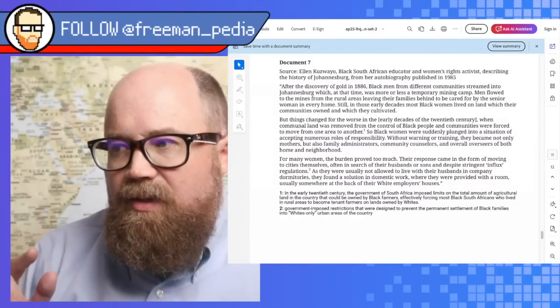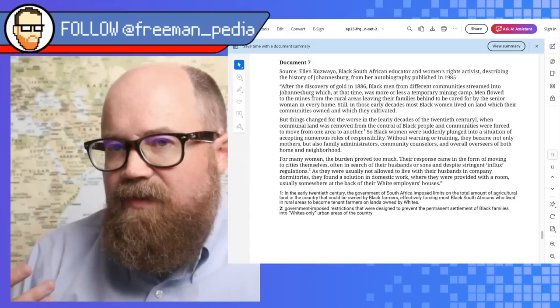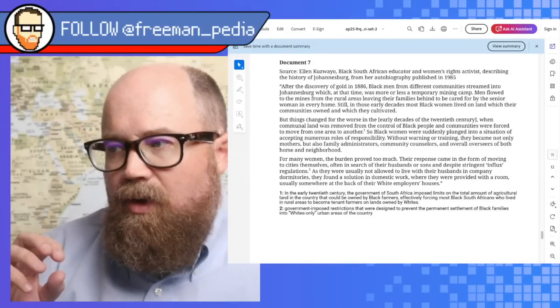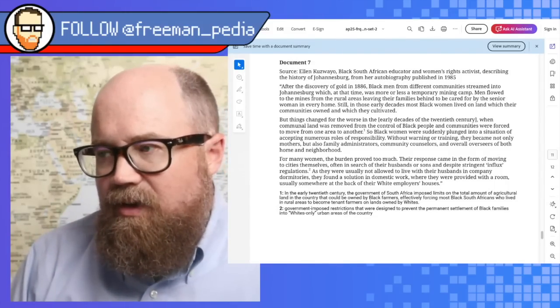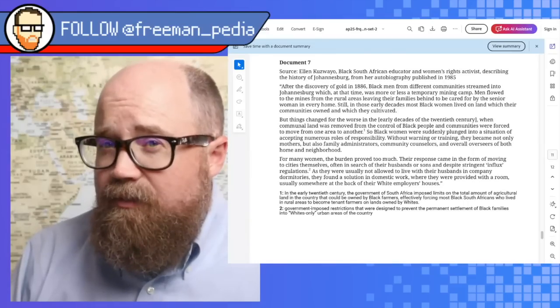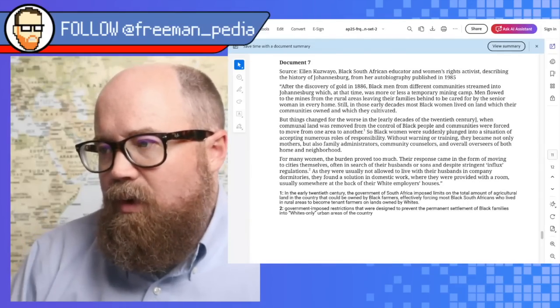And then by document 7, you could kind of feel that the Europeans and the mining in South Africa here is now forcing women to the front, the same way that the factory stuff was back in document 1.